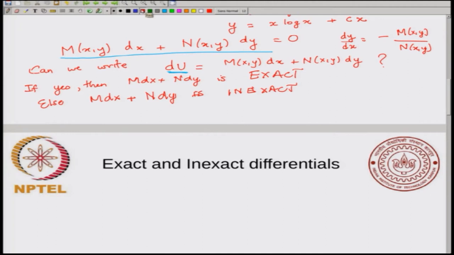So, what is the condition for m of xy dx plus n of xy dy to be an exact differential?